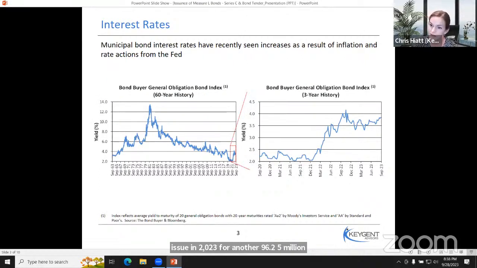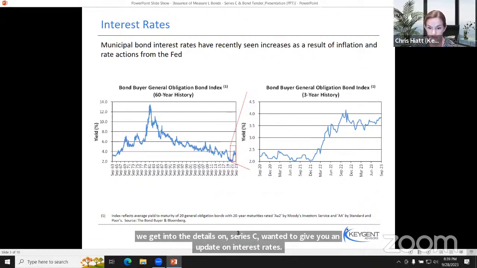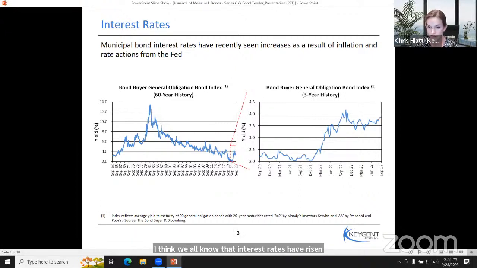Before we get into the details on Series C, I wanted to give you an update on interest rates. I think we all know that interest rates have risen pretty dramatically over the last year and a half after experiencing all-time lows during COVID in 2020 and 2021. The chart on the left here shows general obligation bond rates going back to 1963, so a 60-year history. And on the right-hand side, we have highlighted a 3-year history.